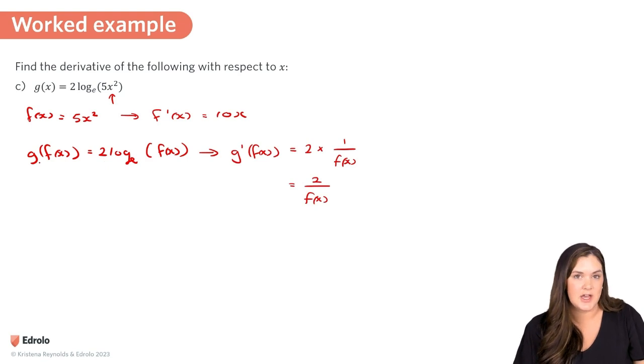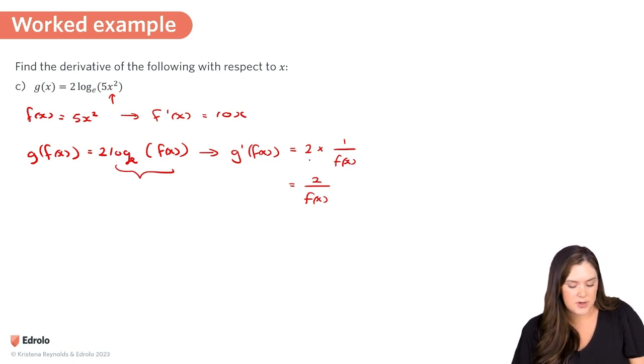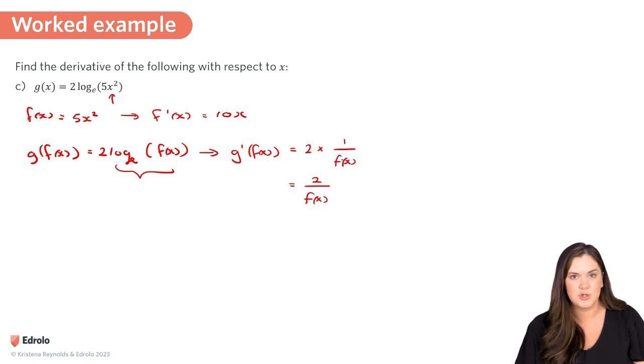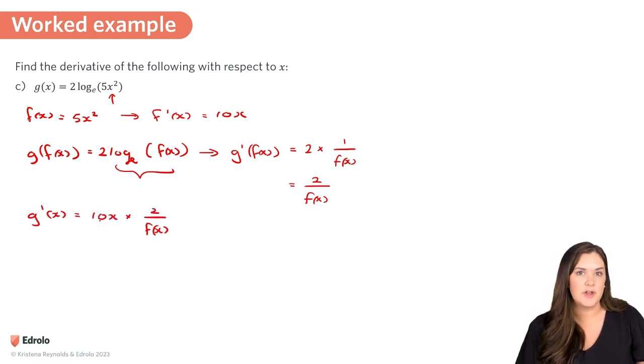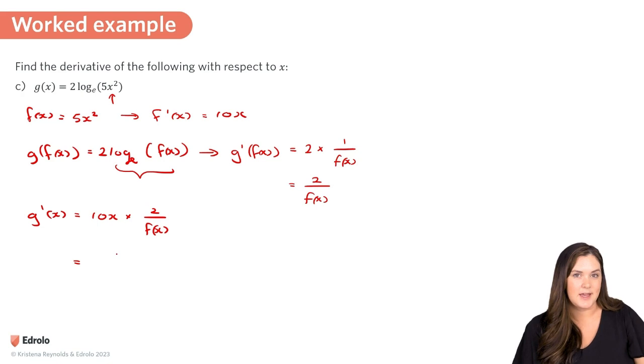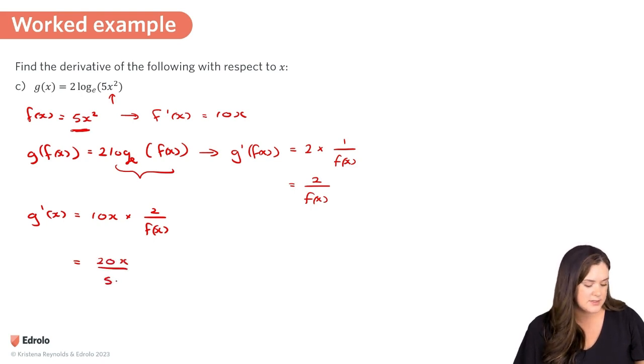So when differentiating our g of f of x, we have our 2 multiplied by the derivative of this log here, which will just become 1 over f of x. So we've got 2 times 1 over f of x, so we have 2 over f of x. And now what we want to do is find the derivative of just g, so multiplying them both together. So we have our derivative of f of x there as 10x multiplied by our derivative of g of f of x. So that is the 2 over f of x. Multiplying them together and substituting back in f of x, so substituting back in the 5x squared there, we end up getting 20x over 5x squared.